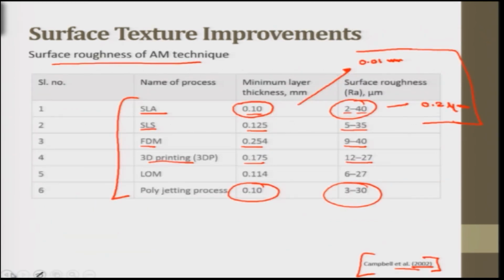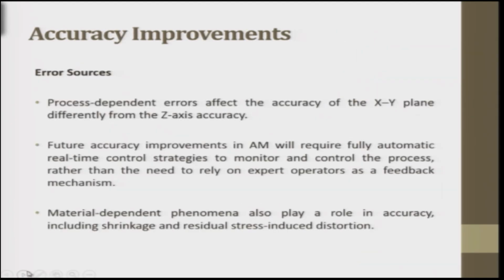So, these accuracies can also be seen here: the minimum layer thickness and surface roughness that is obtained. The minimum layer thickness implies the better surface roughness. Now, for accuracy improvements, we need to know what the error sources are.